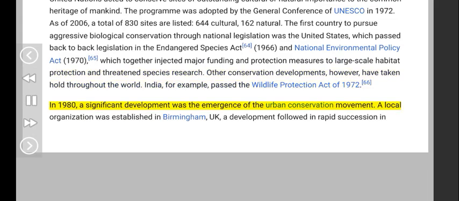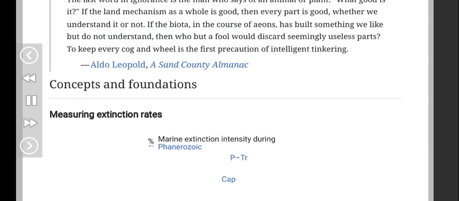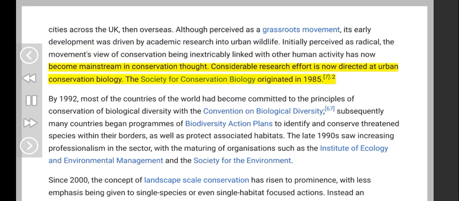In 1980, a significant development was the emergence of the urban conservation movement. A local organization was established in Birmingham, UK, a development followed in rapid succession in cities across the UK, then overseas. Although perceived as a grassroots movement, its early development was driven by academic research into urban wildlife. Initially perceived as radical, the movement's view of conservation being inextricably linked with other human activity has now become mainstream in conservation thought. Considerable research effort is now directed at urban conservation biology. The Society for Conservation Biology originated in 1985.